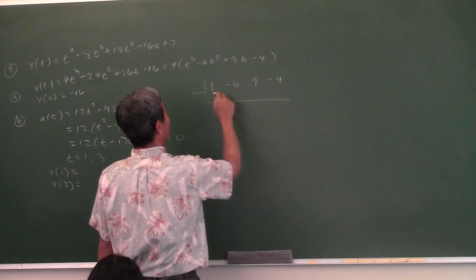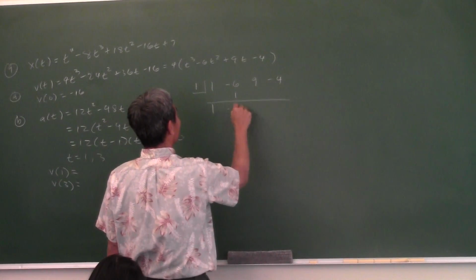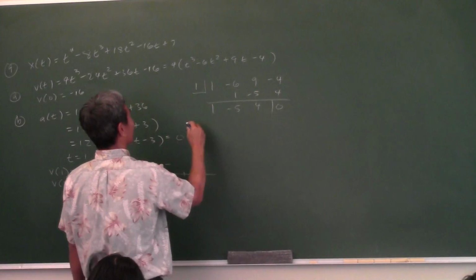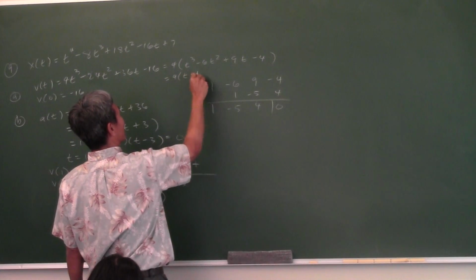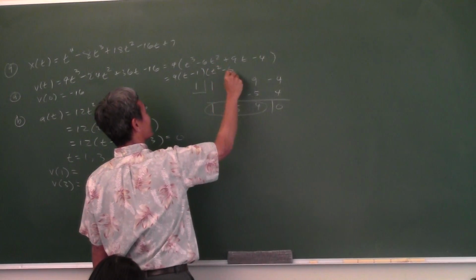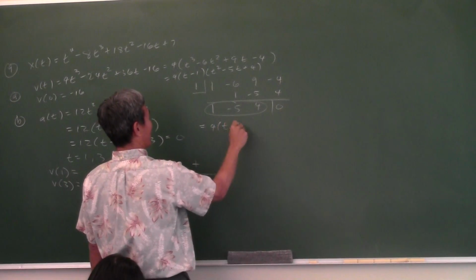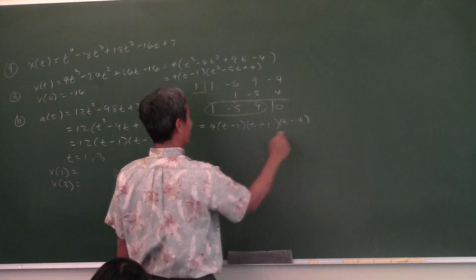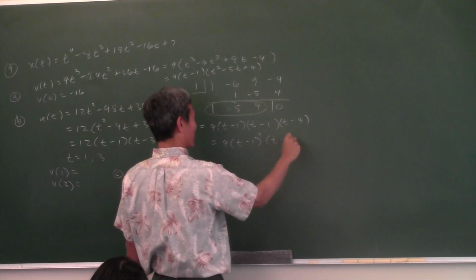Anyway, what number is going to work since we're AB? 1. 1, negative 5, negative 5, 4, 4, 0. It works! So that means you can factor this as t minus the number in the box, and then you look at these numbers, which stand for t squared minus 5t plus 4. Does that factor even more? Yes, that factors as t minus 1, t minus 4. So isn't that t minus 1 squared times t minus 4?